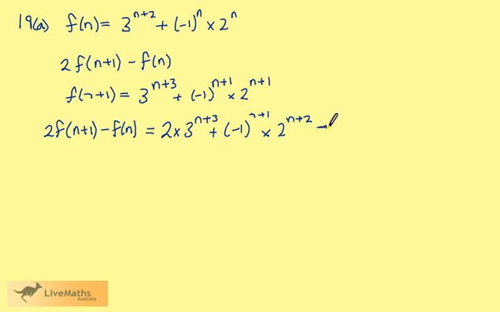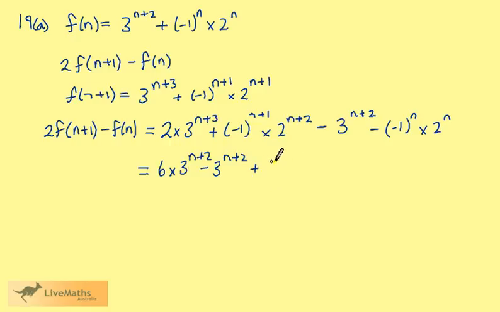Then we're taking away 3 to the n plus 2, take away negative 1 to the n times 2 to the power n. Now, 3 to the n plus 3 is 3 times 3 to the n plus 2. So this is 6 times 3 to the n plus 2. Take away 3 to the n plus 2.